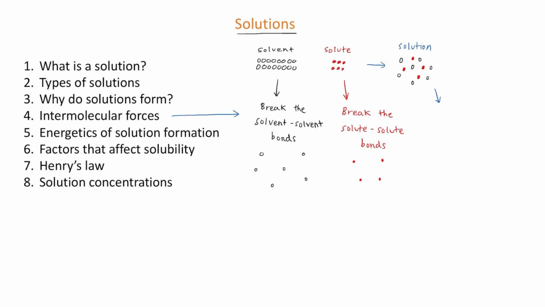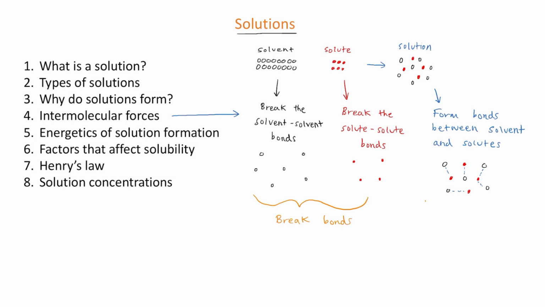And then the final step is that we want to mix the solvent with the solute, and this allows for the formation of new bonds between the solvent and the solute. And so what I'm saying is that for each one of these steps, there are bonds that need to be broken and bonds that need to be formed. And now where do these bonds come from?